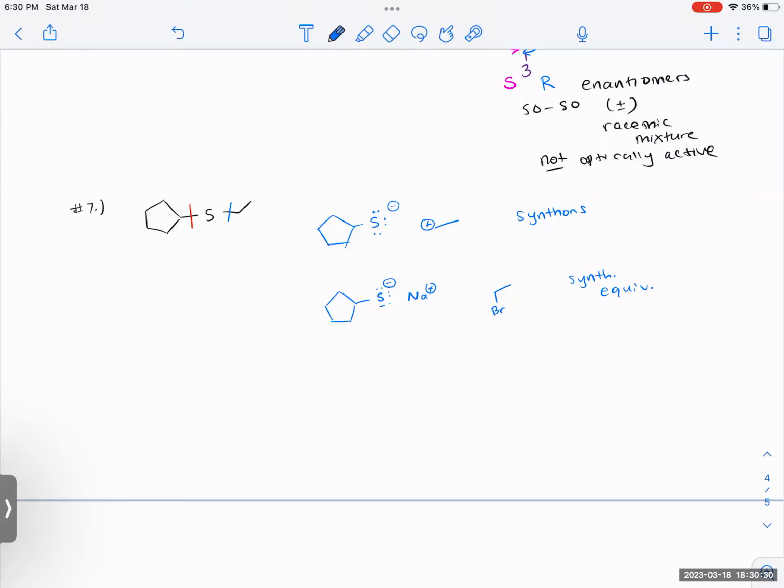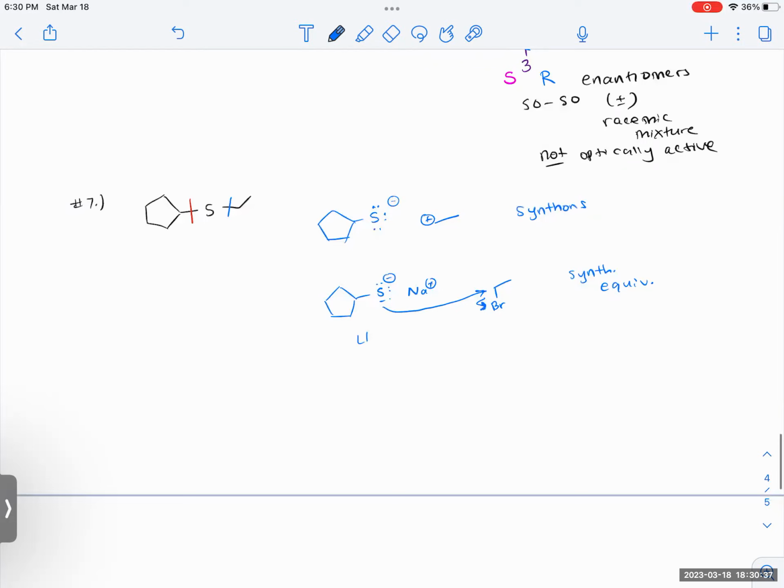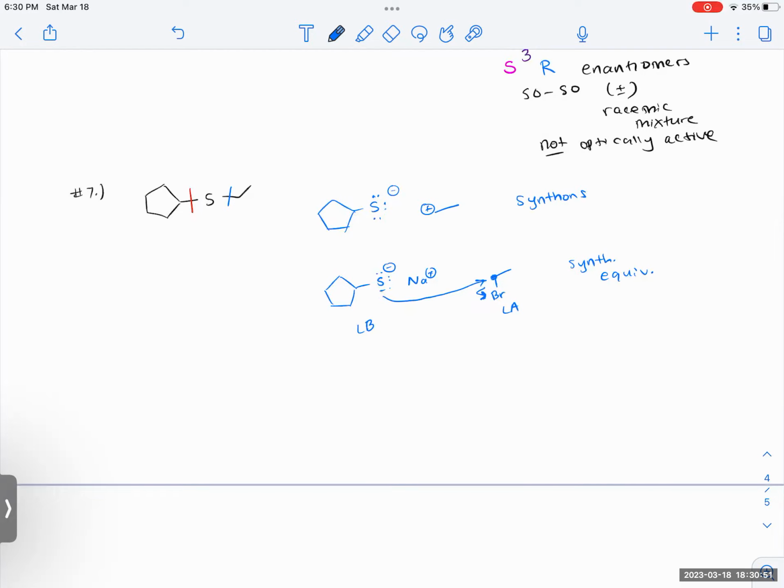Your electrons are going to attack this carbon. Bromine is going to leave. This is your Lewis base. This is your Lewis acid. And SN2 is preferred on a primary halide, right? So we've got a primary over here. Whereas if we did it where the red cut is, it's going to compete with an E2. And that's why we can't do that.